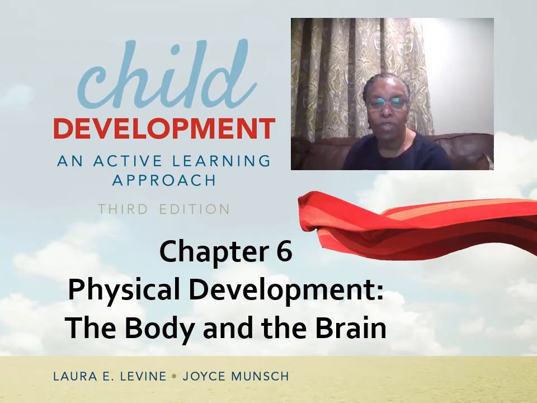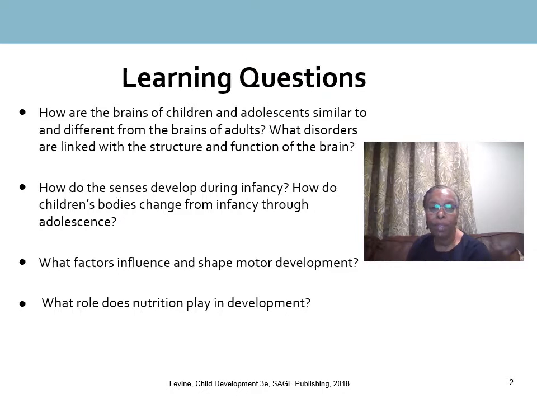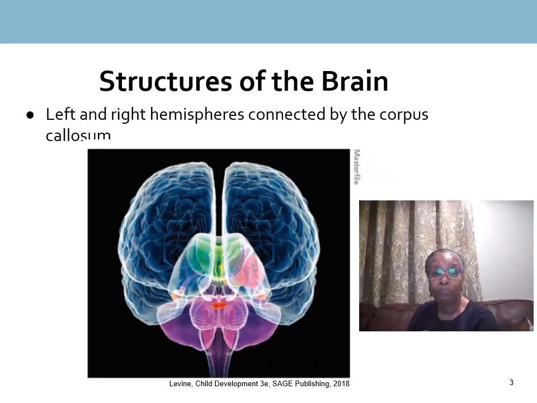So this is chapter 6, physical development, the body and the brain. Our learning objectives for this chapter will be how we take a look at children as well as adolescents. We've got to talk about how children go into adolescence in terms of brain development and the structures, how their bodies start to change, what factors shape motor development, as well as looking at how nutrition plays a role within child development.